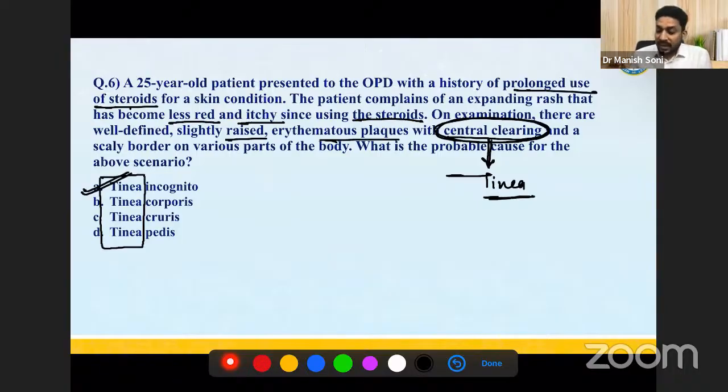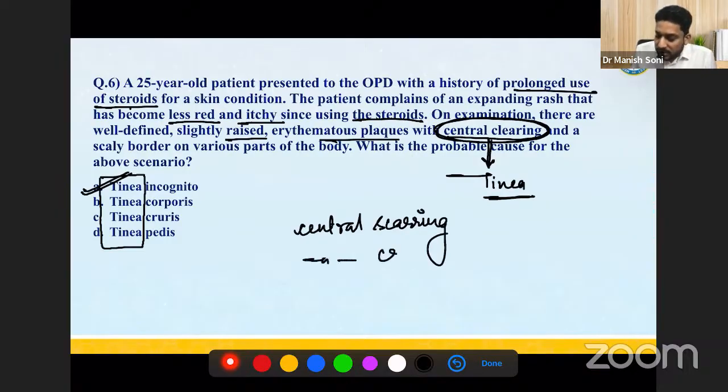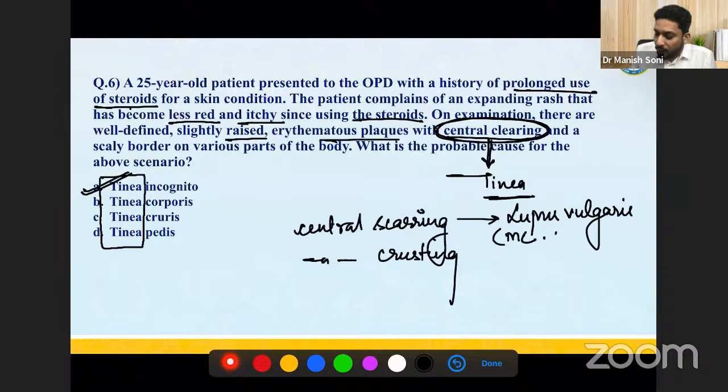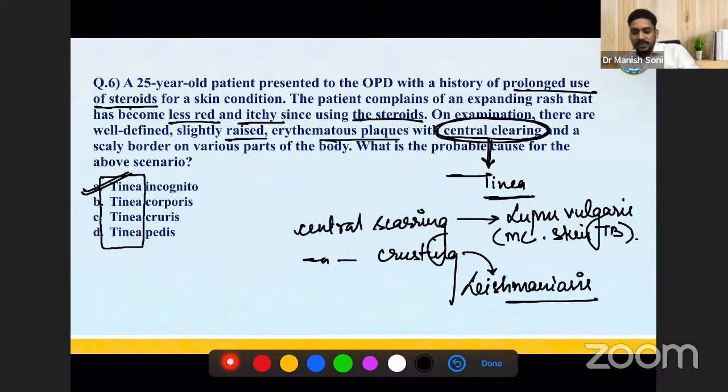Now remember that if in the question, instead of central clearing, central scarring is written, then what will you mark? And if central crusting is written, then what will you mark? If central scarring is written, mark lupus vulgaris, the most common type of skin tuberculosis, while central crusting is a feature of leishmaniasis.